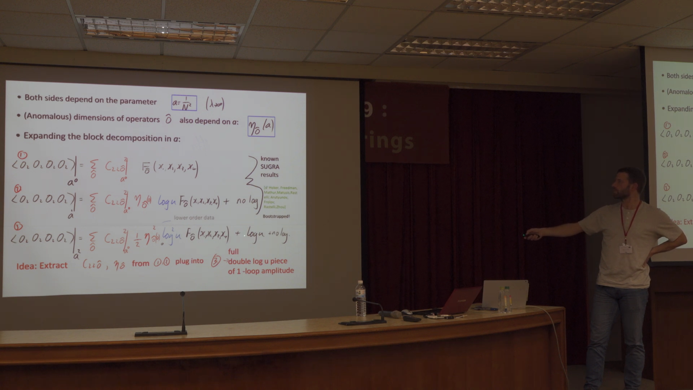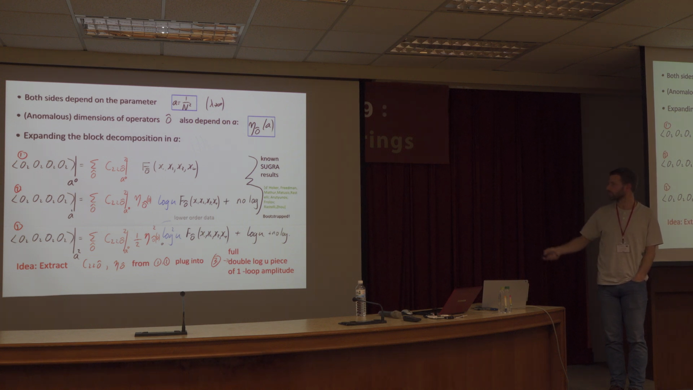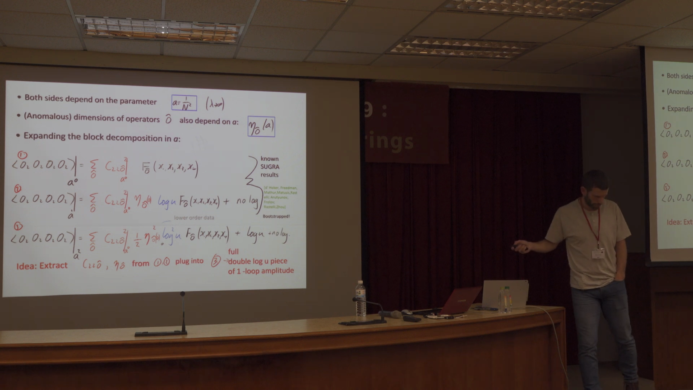And then of course there are other terms with log u and no log term, and they have new data. But the log squared u part only contains data from tree level and from free theory. So if you know the data here, in principle I can put it in and obtain the full log squared u part of the one loop correlation function. So that's the game we're playing.